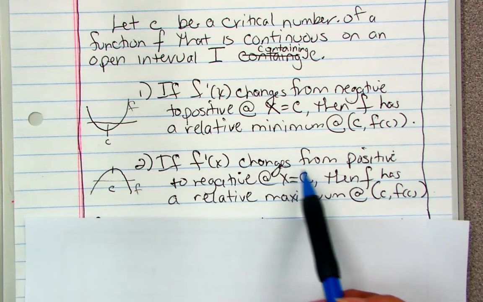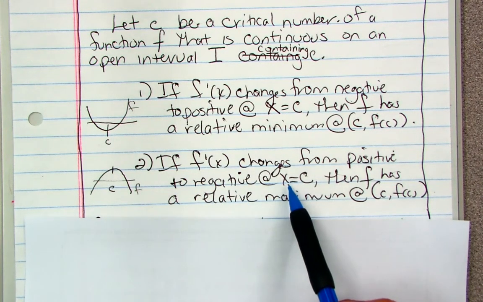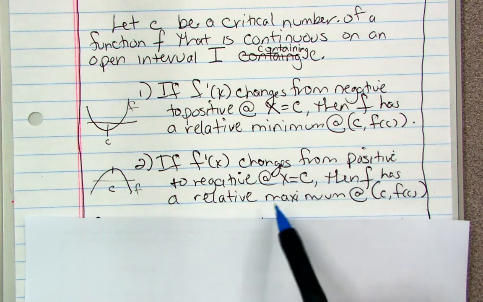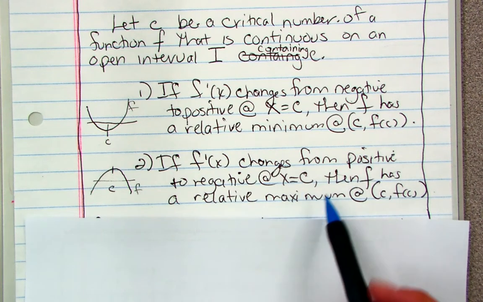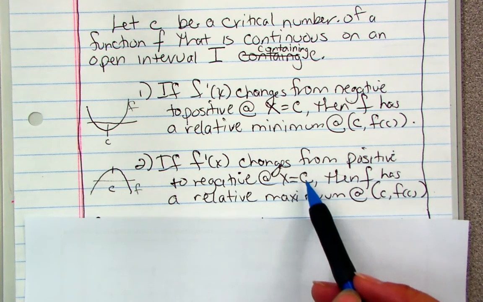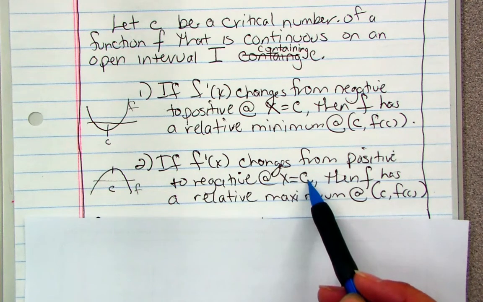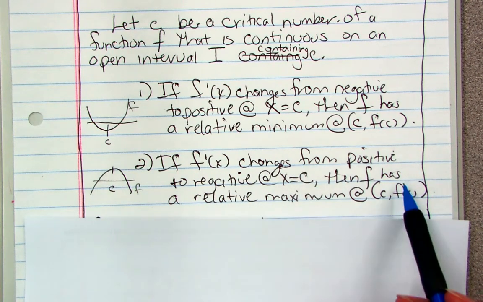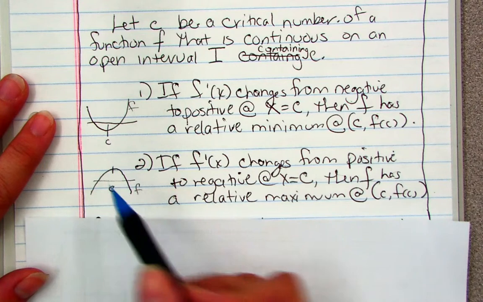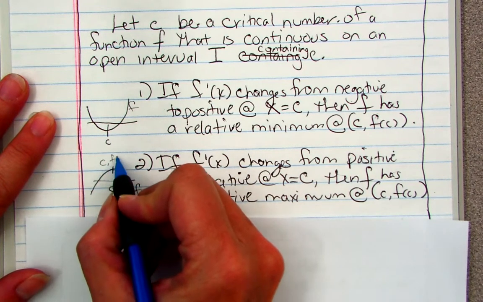If f prime of x changes from positive to negative at x equals C, then f has a relative maximum at C, f of C. In other words, if it goes from positive to negative, then take that critical number, put it into the original function, you get the ordered pair on the original function. This is C, f of C.